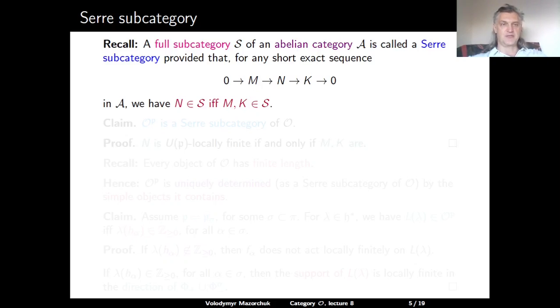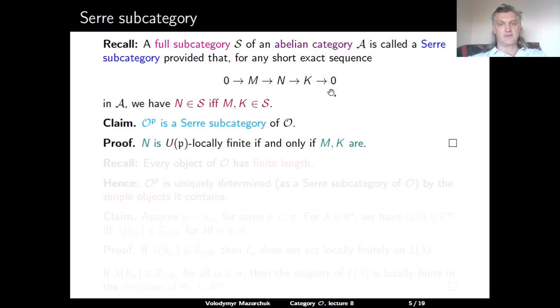Let's recall the definition of the Serre subcategory. A full subcategory S of an abelian category A is called a Serre subcategory, provided that for any short exact sequence, M is a submodule of N with quotient K in the category A, the following condition is satisfied: the middle term N belongs to our subcategory if and only if the terms M and K belong to this subcategory. And the claim is that the parabolic category OP is a Serre subcategory of O.